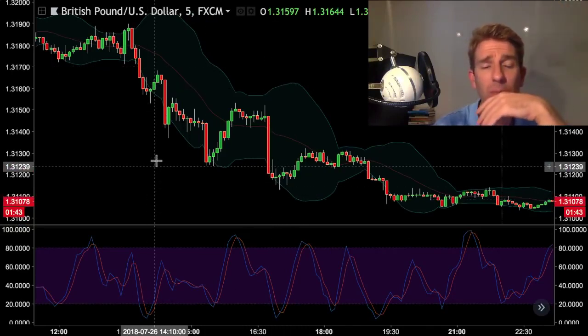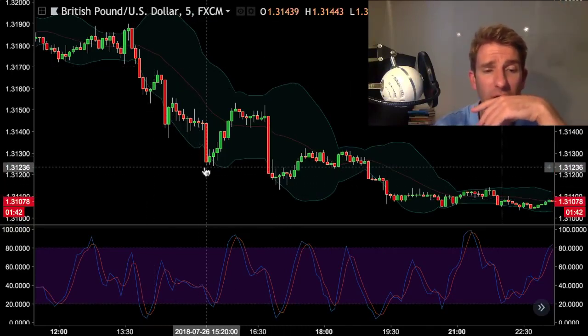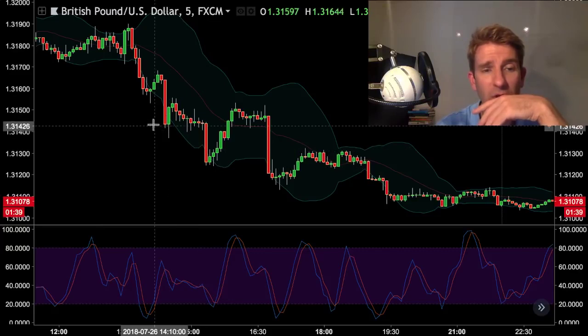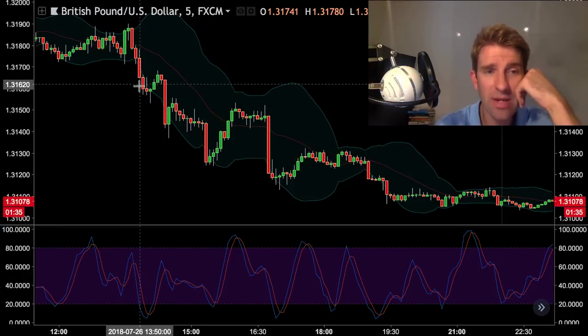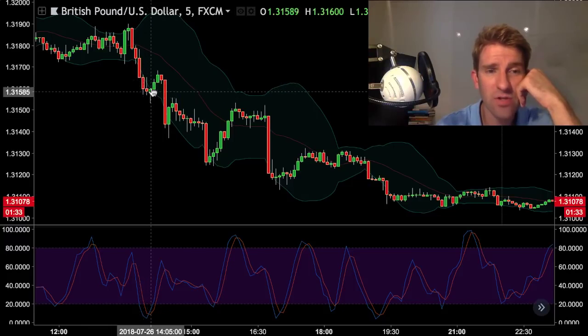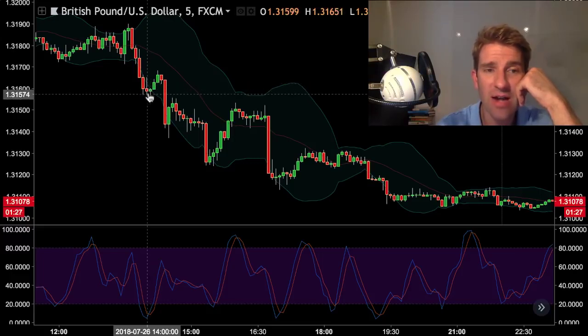Here's one here for you guys as well. Pound, US dollar. We're looking for a break below the lower Bollinger Band. Do we get one here? Yeah, we start to get one here. Look, we break through the lower Bollinger Band. Where's the first green? So we're long here. The close of that is 131.59. So we're looking for 69 as the target.